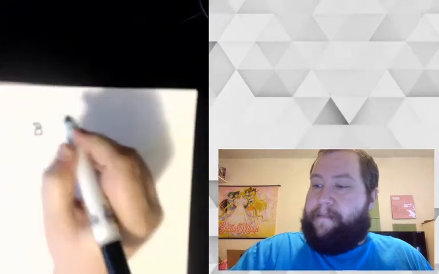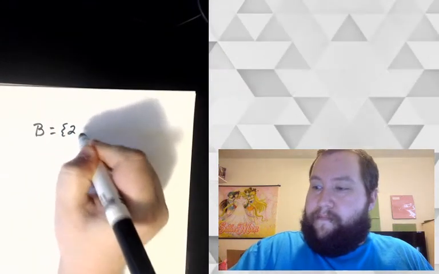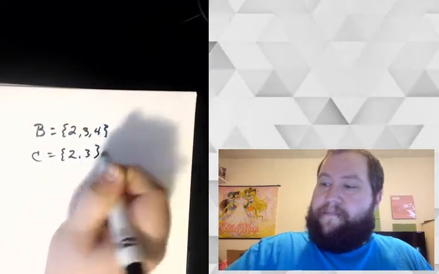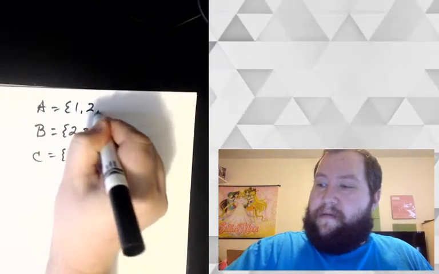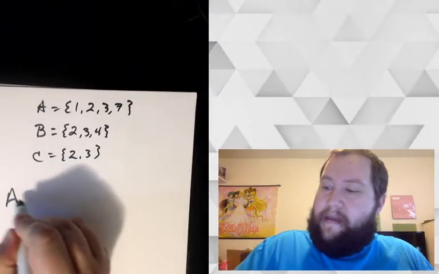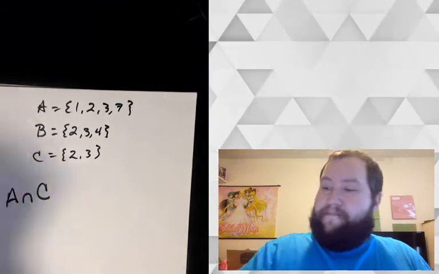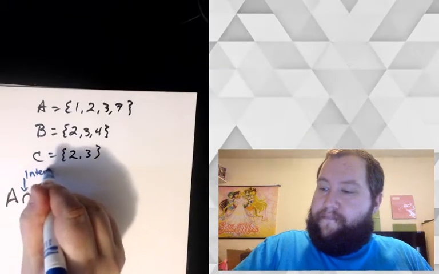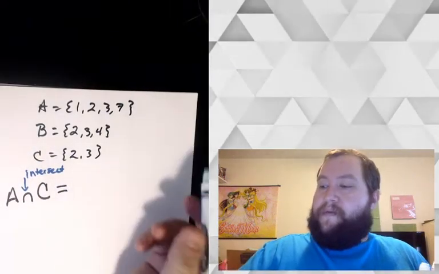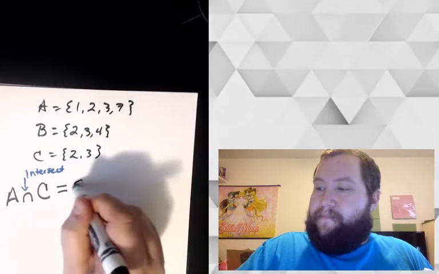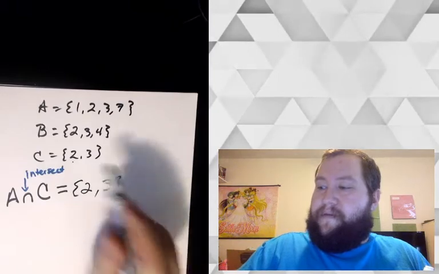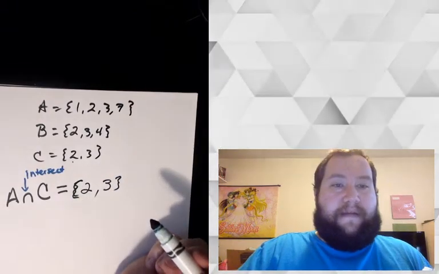So now B is 2, 3, 4. C is 2, 3. And A is 1, 2, 3, and 7. A intersect C means only the things in both, which means 1 isn't in both, 2's in both, 3's in both, 7 isn't in both. And so we get something that looks like that.